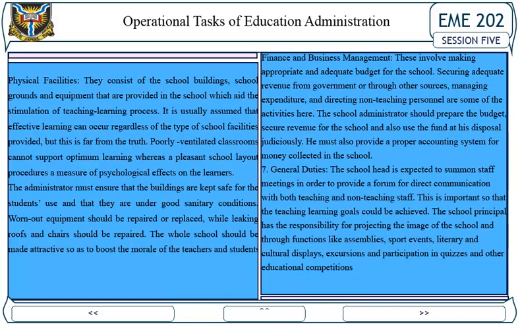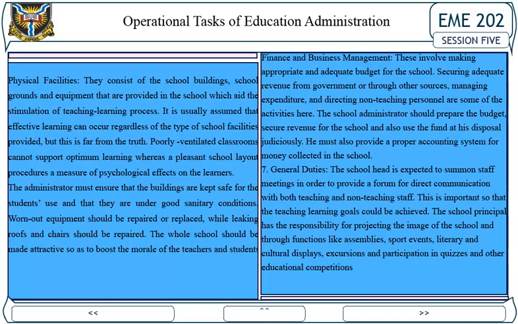Poorly ventilated classrooms cannot support optimum learning, whereas a pleasant school layout produces a measure of psychological effect on the learners. The administrator must ensure that the buildings are kept safe for the students' use and that they are in good sanitary condition. Worn-out equipment should be repaired or replaced, while leaking roofs and chairs should be repaired. The whole school should be made attractive so as to boost the morale of the teachers and students.